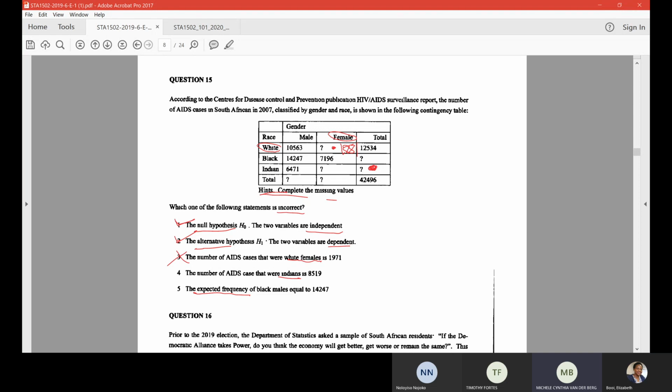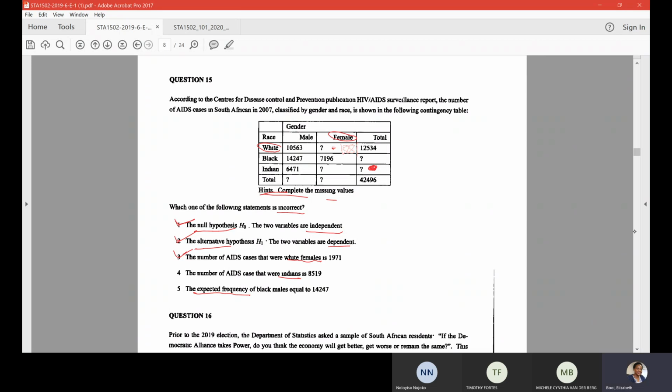The white females. Oh, sorry, I did it all wrong. I see, you are right. In my calculation, I swapped the values. I did 10, 6, 5. So it is 12, 5, 3, 4 minus 10, 5, 6, 3. Sorry, my bad. It is correct. It's 1. Yes.